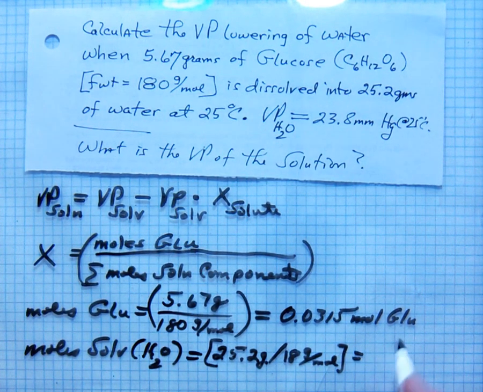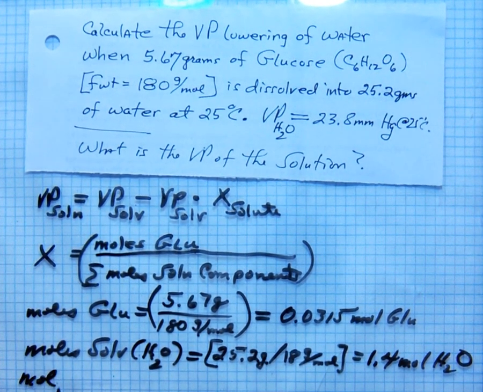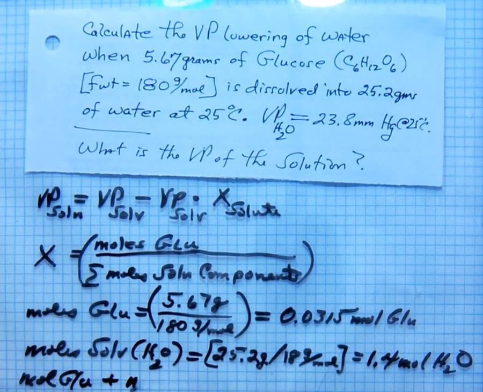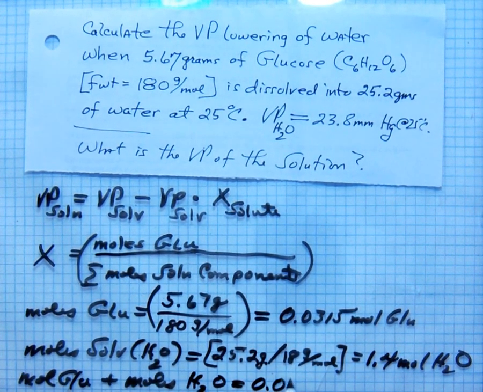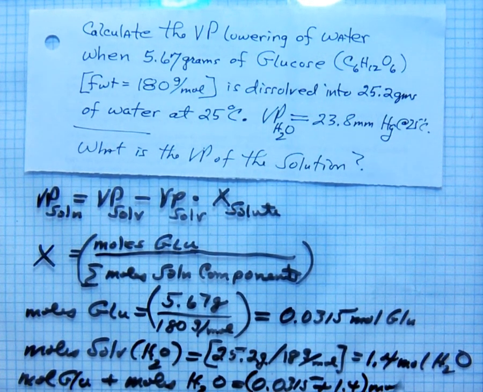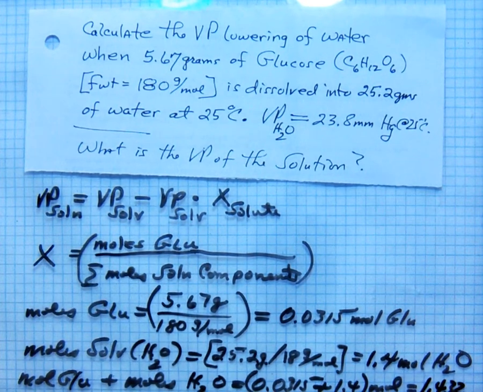It's like 1.4 mole water solvent. Okay, so the moles of glucose plus moles of water, of course, is 0.0315 plus 1.4 mole total. That gives us 1.432 total moles.